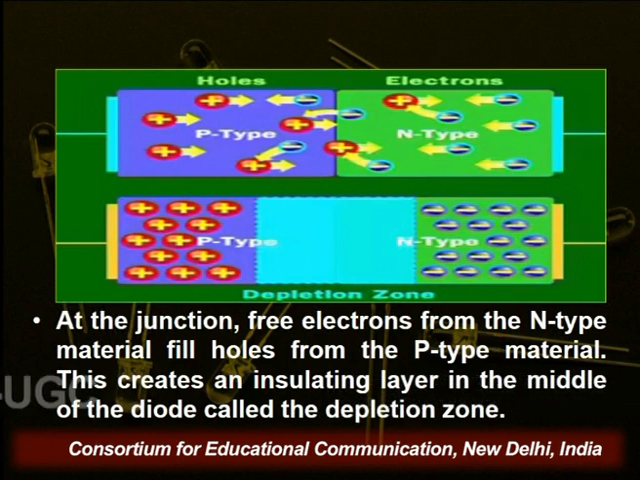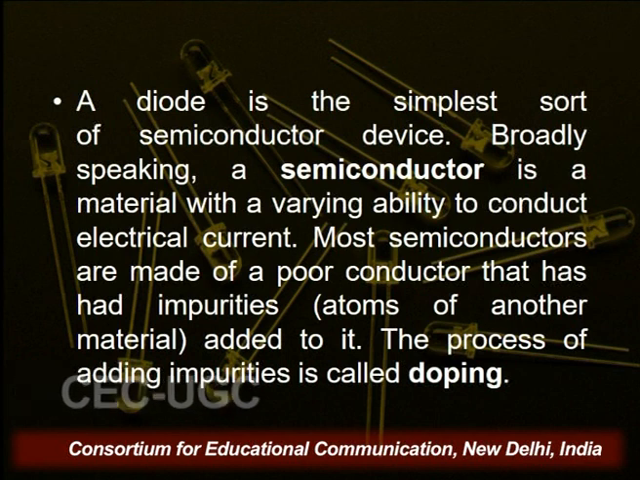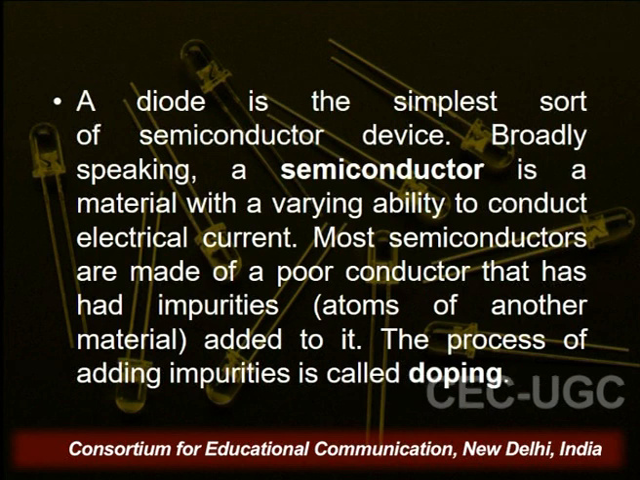You see on the screen the P type on the left hand side and the N type on the right hand side, both arranged, with free electrons from the N type material and holes in the P type material. So in between we have a depletion layer. A diode is the simplest sort of semiconductor device. Broadly speaking, a semiconductor is a material with a varying ability to conduct electrical current.